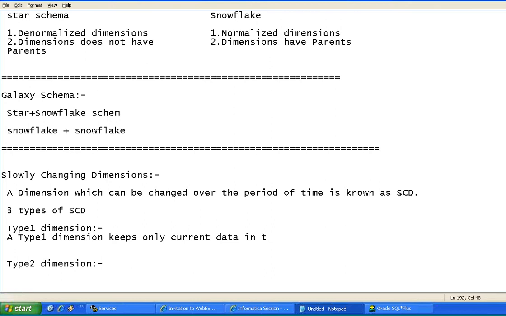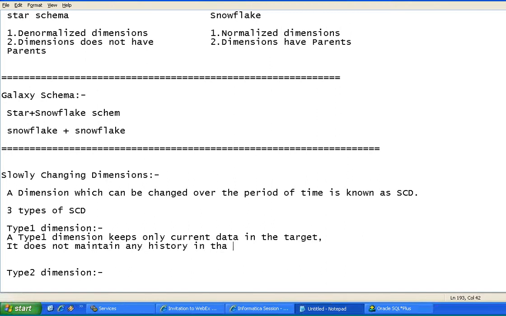It keeps only current data in the target. It does not maintain any history in the target.